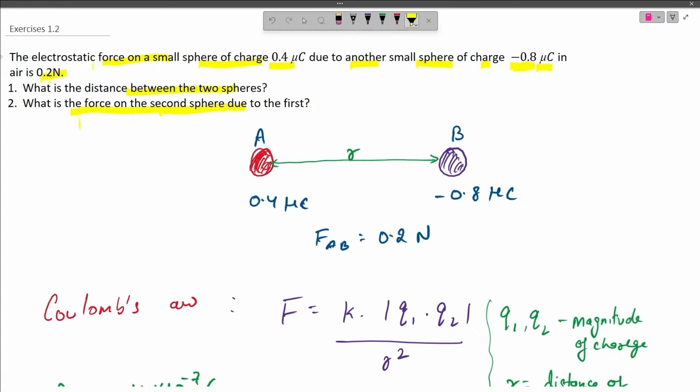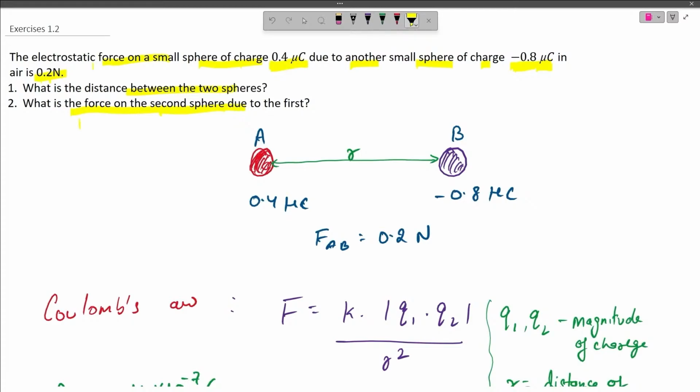We have been given the magnitude of force between them, that is 0.2 Newton, and we have also been given the values of Q1 and Q2, that is the magnitude of charge on those small spheres, 0.4 microcoulomb and -0.8 microcoulomb. So we have to find out the distance of separation, that is R, between them.